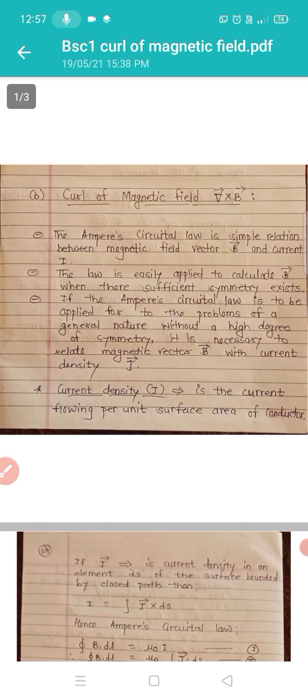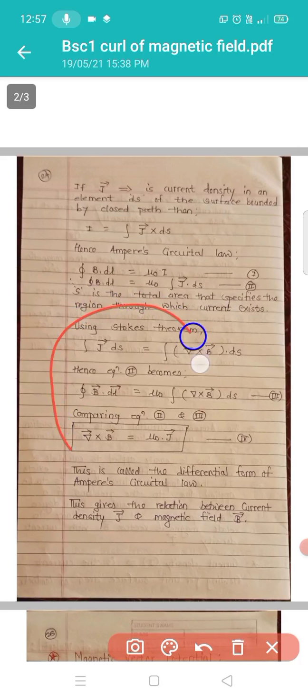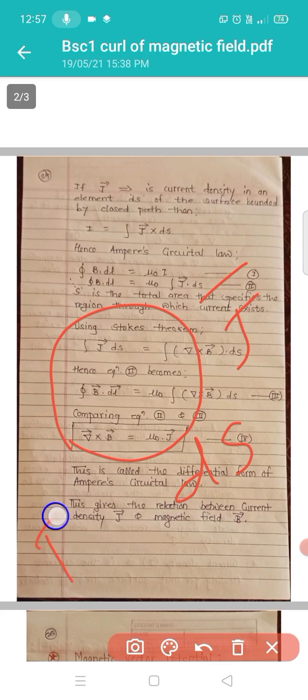If J bar is the current density in an element ds of the surface bounded by the closed path, then the current I is equal to the integration of J bar dot ds.